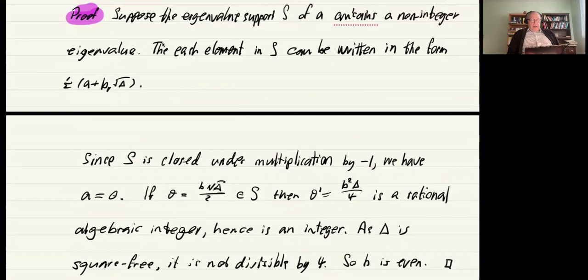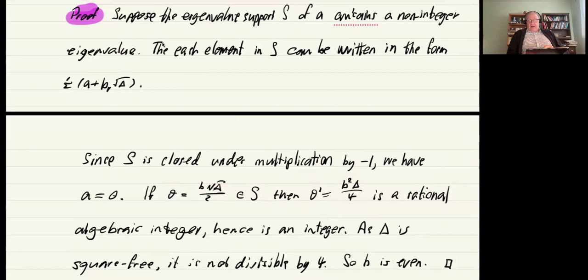So A is equal to 0. So now we know that every eigenvalue is of the form B times square root delta over 2. Now, B times square root delta is an algebraic integer, but nobody knows what B times square root delta over 2 is, so we need to work something out. If theta is equal to this, then theta squared is B squared delta over 4. Now, theta is an algebraic integer, and so theta squared is an algebraic integer. And since it's rational, we again use the argument that this must be an actual integer.